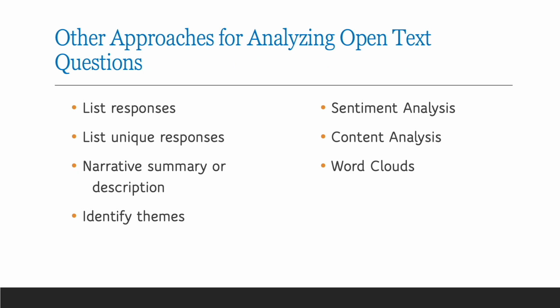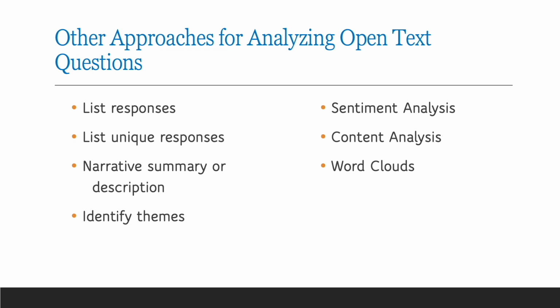There are other approaches you can use to analyze open text questions. For example, you could simply list all the responses. You could just list the unique responses. You could give a narrative summary or a description of other responses, perhaps supported by a couple direct quotes from the surveys. You can try to identify themes across the different survey responses. You could do a sentiment analysis or different forms of content analysis or even word clouds.